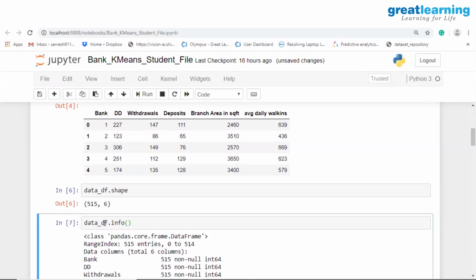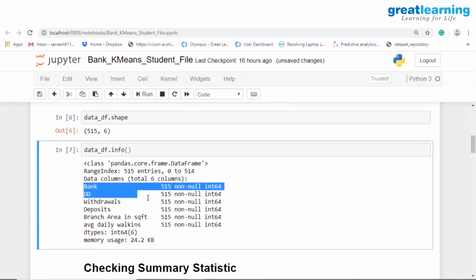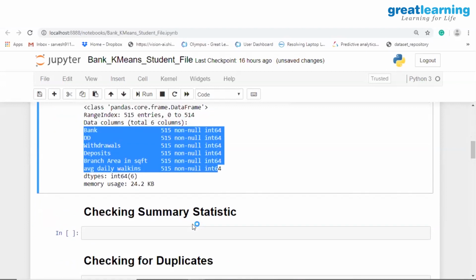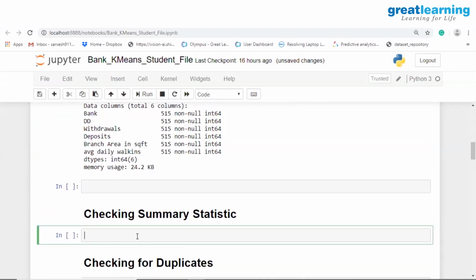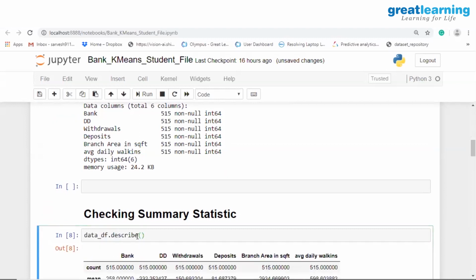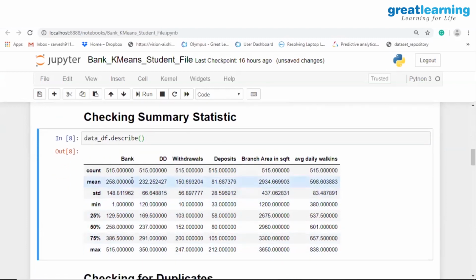Now we check the info for me. Right, we have all integers. Bank, DD, withdrawals are all integers. Right, and checking the summary statistics: data df describe. So the average demand drafts taken is 232. Right, the 75th percentile is 291, and the maximum is 350. It's not more like it has an outlier. Right, I think here the average daily walk-ins is 657, whereas the maximum is 838. It has an outlier. Let us check whether outliers are also present.